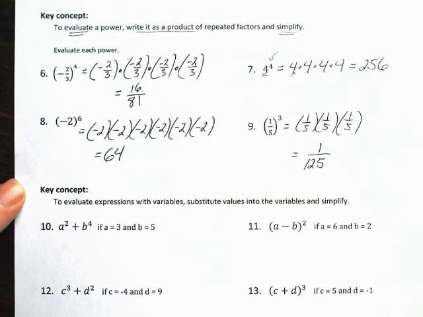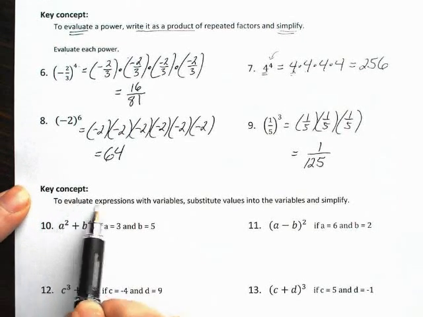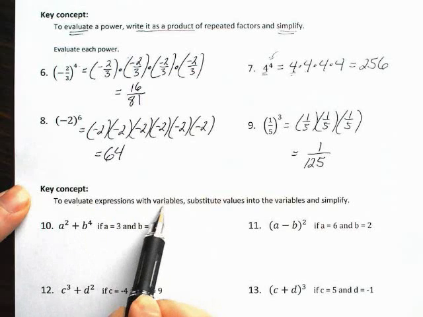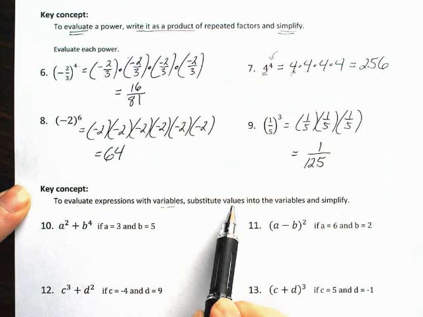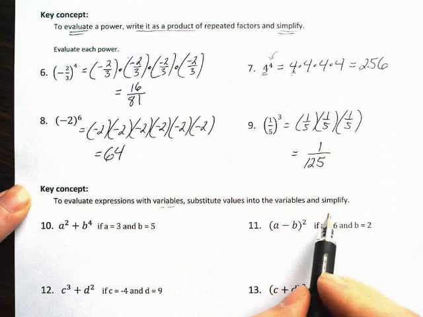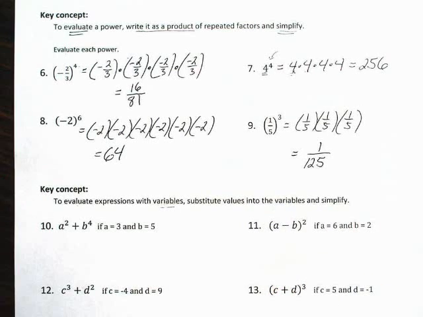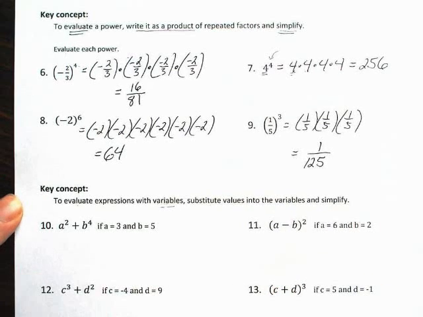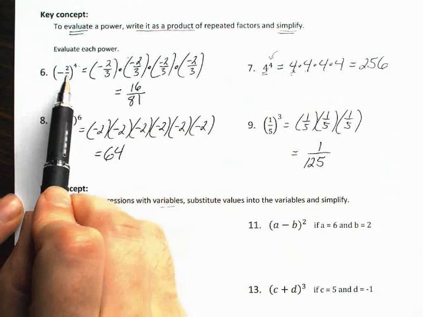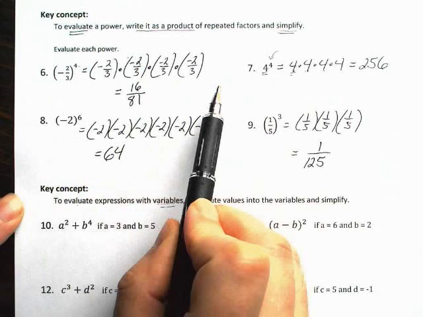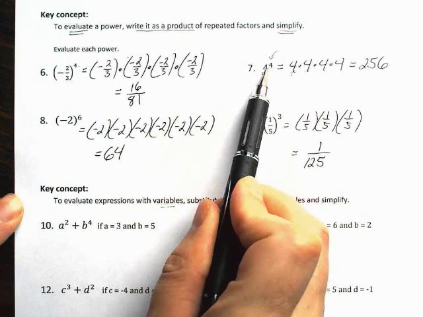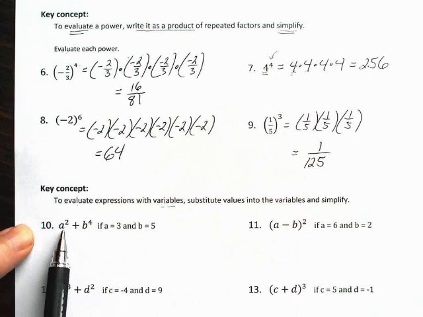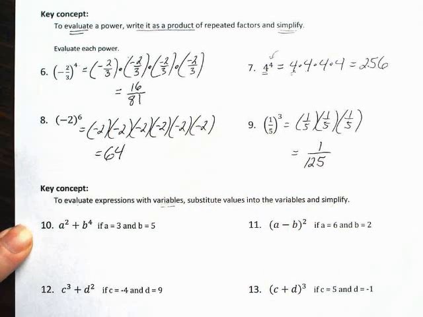There's one more key concept for today's lesson, still having to do with powers. Okay? To evaluate expressions with variables, substitute values into the variables and then simplify. So this is related to what we were just working on, but whereas these problems had numbers, right, a number, down here we have variables, letters of the alphabet.